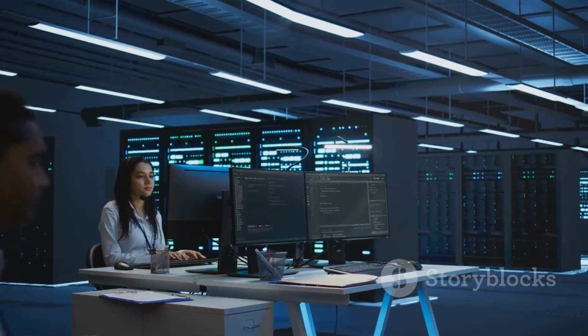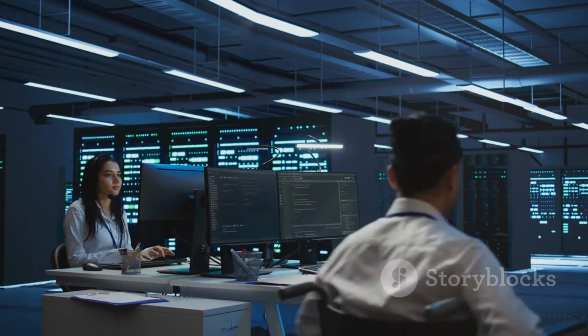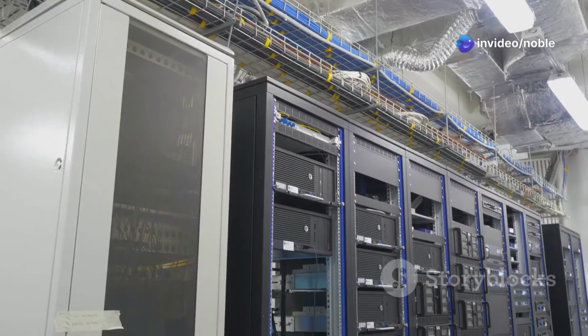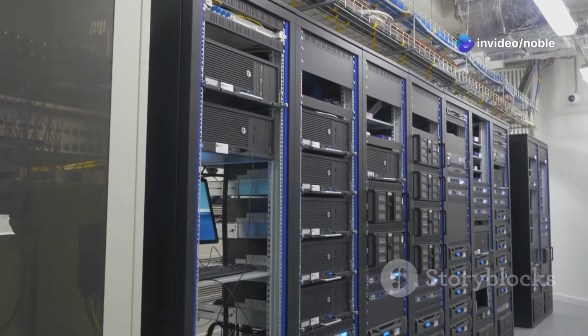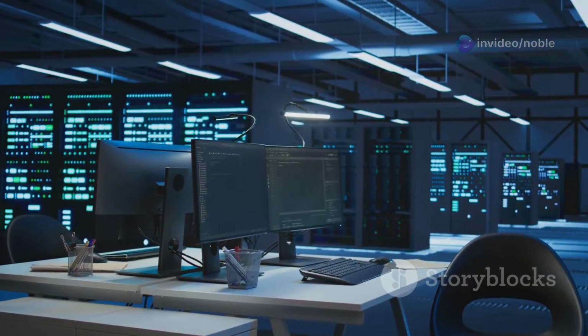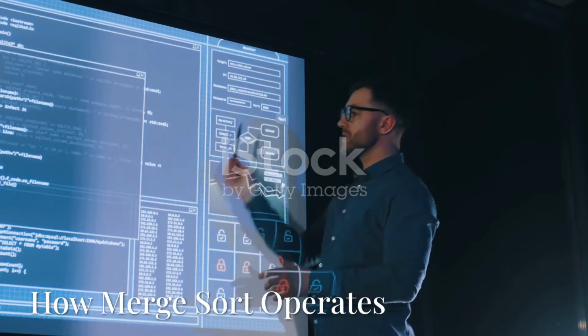Finally, merge sort is well suited for handling large data sets that don't fit entirely in memory. It can efficiently sort data stored on disk or across multiple machines, making it a go-to choice for big data applications.